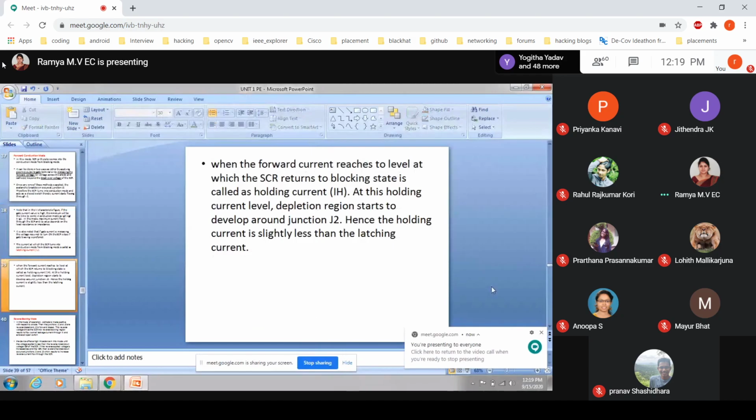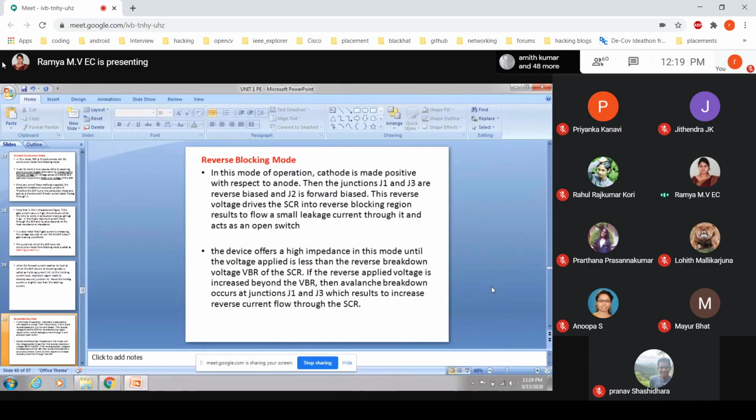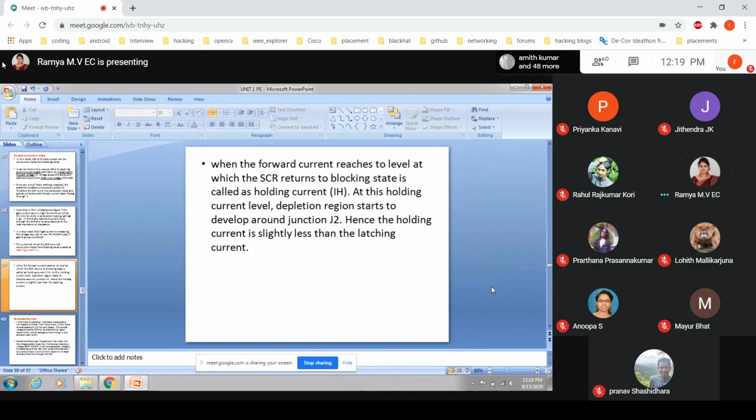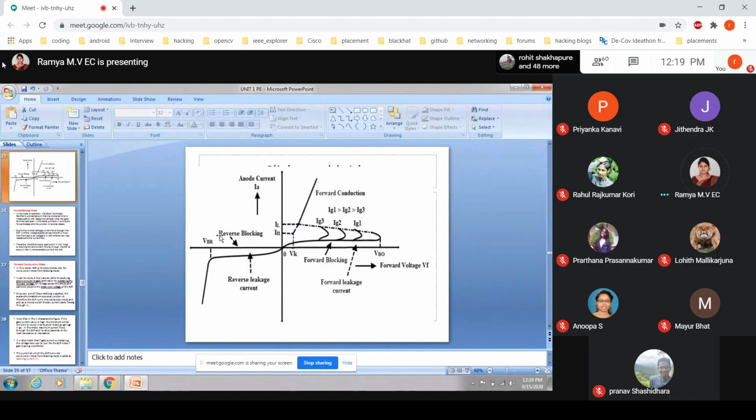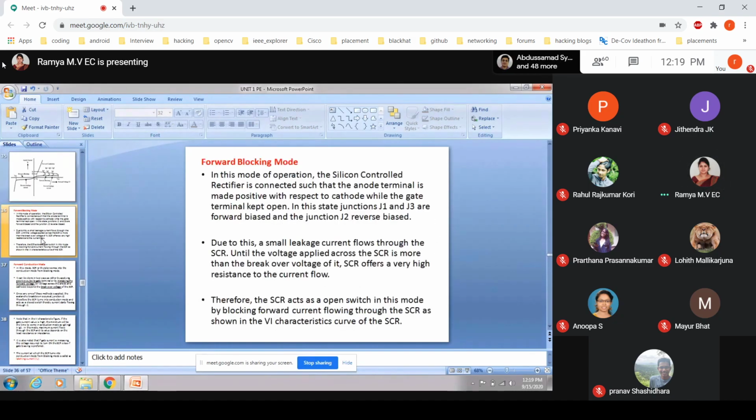Suppose the current reaches its maximum level and then returns back to the blocking state. That we call the holding current. So these are the two important currents we are supposed to understand with respect to the characteristic curve. This is very important in explaining all three modes of SCR working.